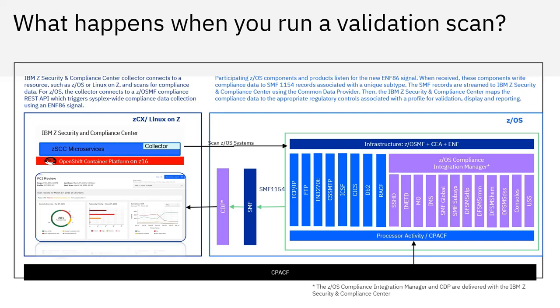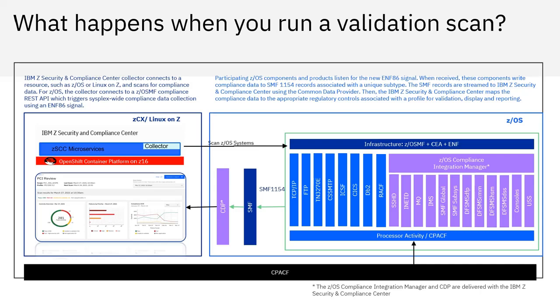Finally, the SMF 1154 records are collected by the Common Data Provider in a synchronous way and streamed in JSON format to the Logstash receiver microservices of the zSecurity Compliance Center. At this point, zSecurity Compliance Center application is able to evaluate the collected data by mapping them to regulatory requirements, which are named controls, and to verify them and then display the result on the dashboard in a graphical or report format.